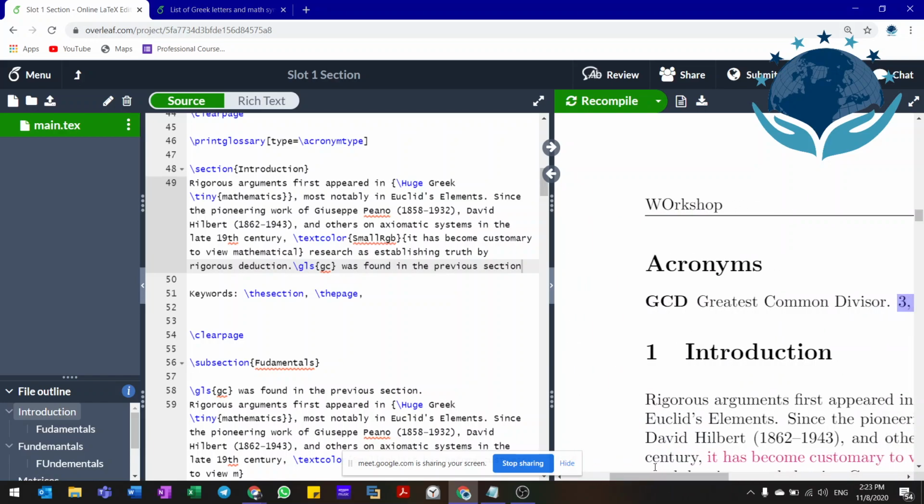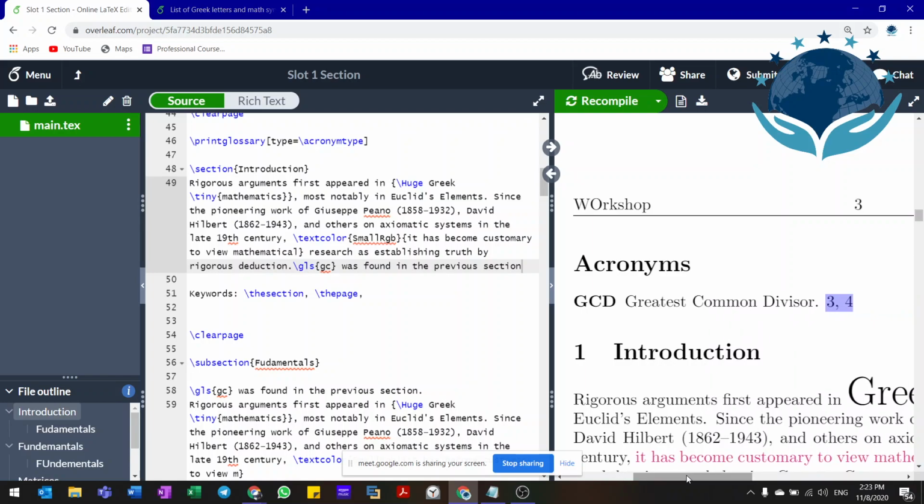So you are not doing any hard coding at all. It is automatically printing for you. This is one of the most important advantages of LaTeX. As far as labels and referencing are concerned, that's all.